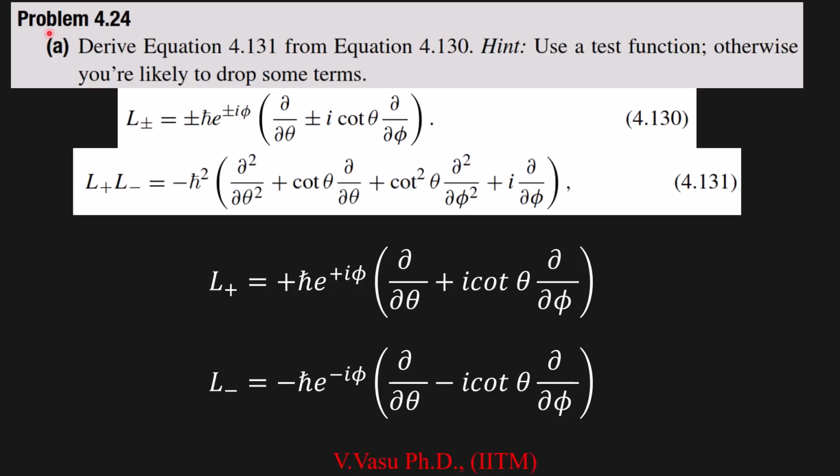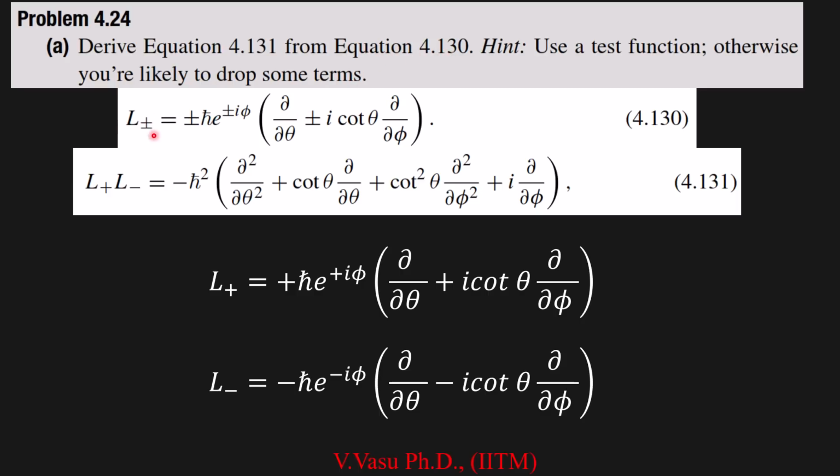Today we will solve problem 4.24 of Griffiths, third edition, Introduction to Quantum Mechanics. This problem consists of two parts. Part A is to derive equation 4.31 from equation 4.130. So here, equation 4.130 is what we have to derive from.